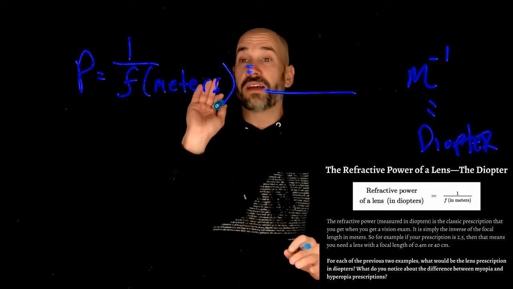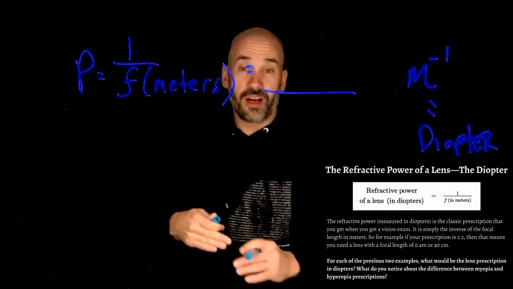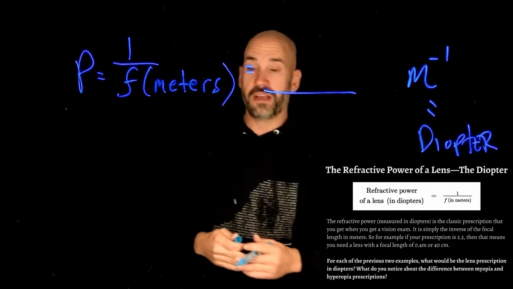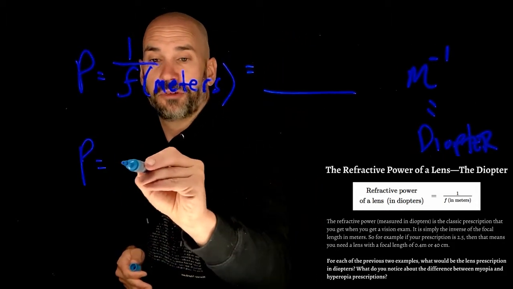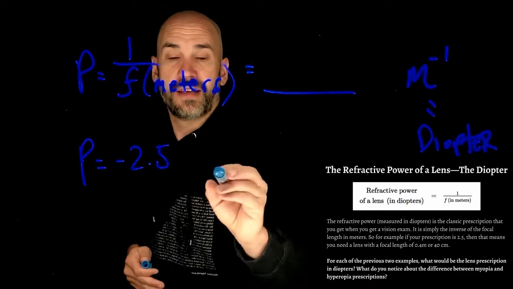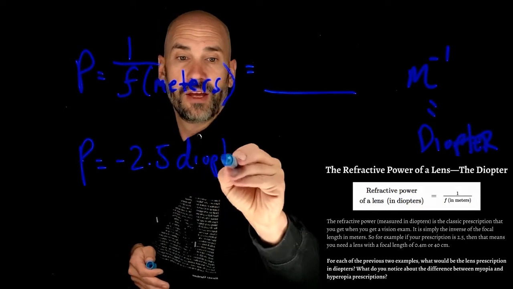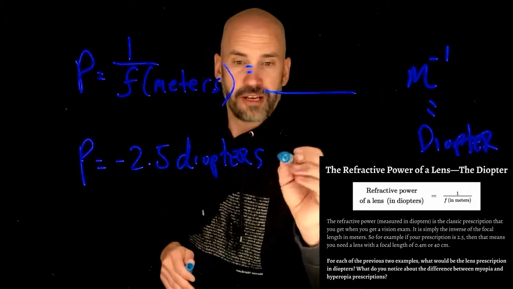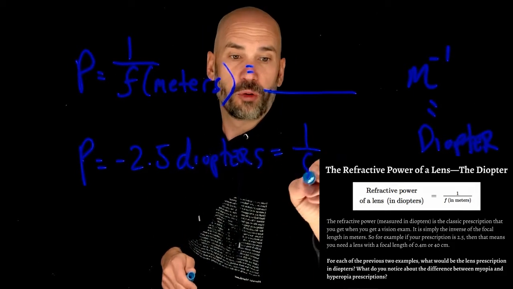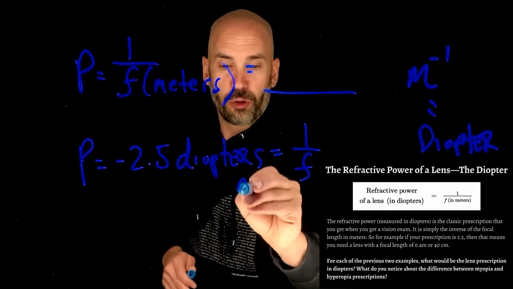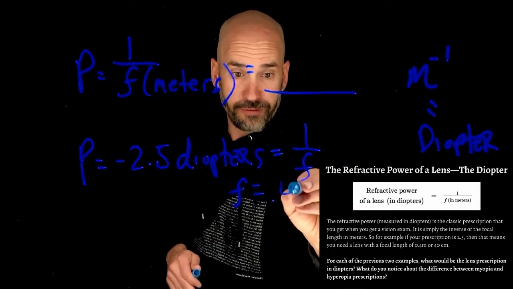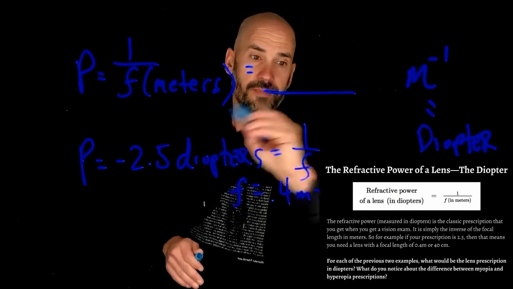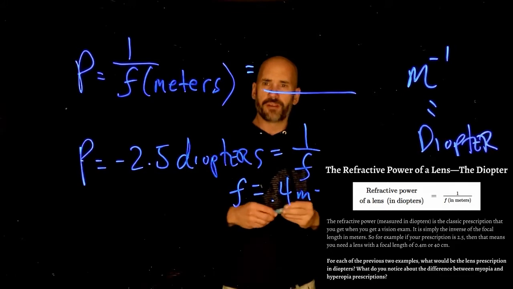Anyways, we would like to take an example here of my own bad eyes. So my prescription, I am a nearsighted person, my prescription is equal to negative 2.5 diopters, right? So what would be the focal length of my lens? Well, let's take a look at it. This is actually 1 over my focal length, right? So that means my focal length would be 0.4 meters or 40 centimeters. Does that make sense? Good.